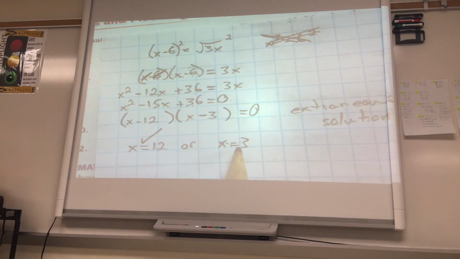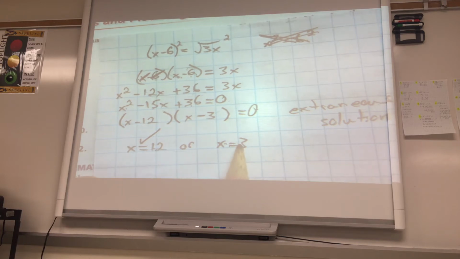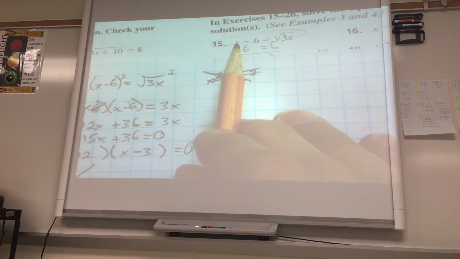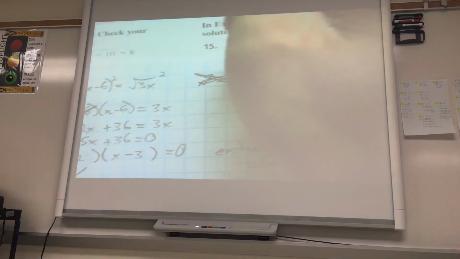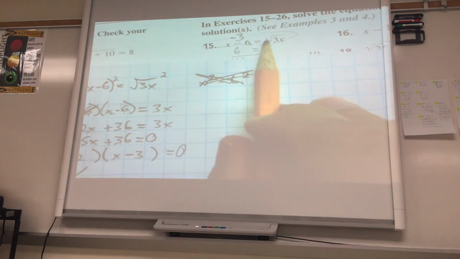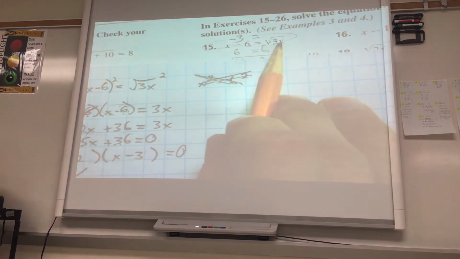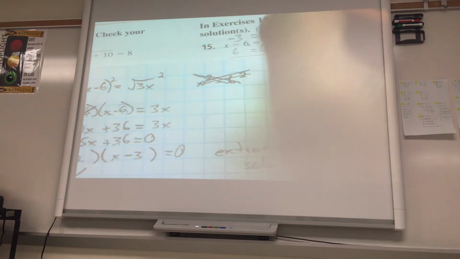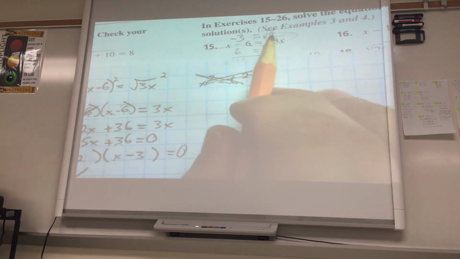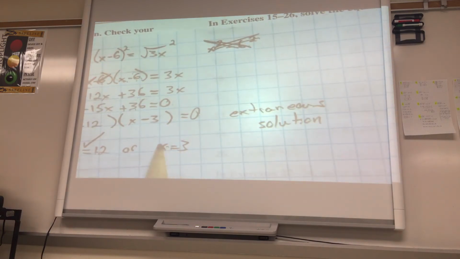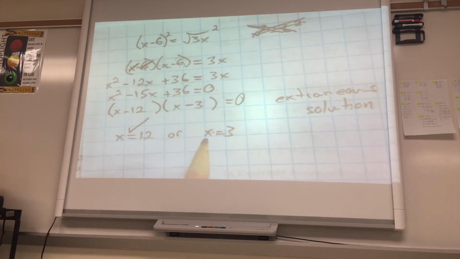Let's see why, real quick. This is the only one that I'm actually going to check, just because of time. But let's see why 3 is not a solution. So if I plug 3 in here, I have 3 minus 6, which is negative 3. And then I have equals the square root of 3 times 3, which is 9. Square root of 9. So negative 3 equals, the square root of 9 is 3. Negative 3 equals 3, and that's not a true statement. So 3 is actually not a solution. It's the extraneous one. It's the one that you made up when you're doing the algebra.